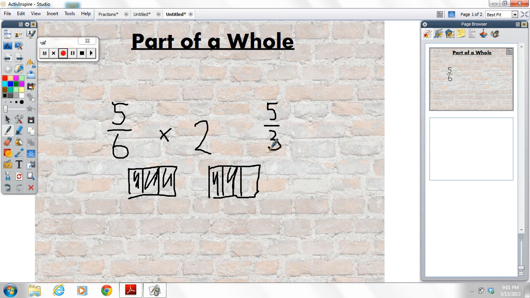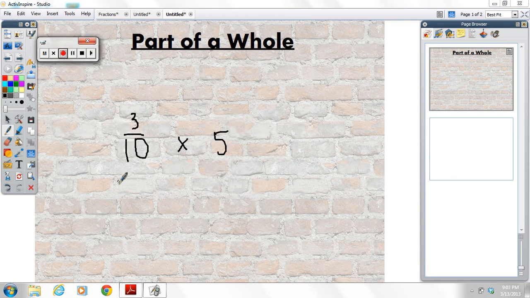Now we know from changing improper fractions to mixed numbers, we're not going to leave 5/3 as 5/3, we're going to change it into a mixed number. So I know that 3/3 is equal to 1 whole, and I know that I would have 2/3 left over. 5/3 is going to be equal to 1 2/3. 2/3 is in simplest form. Let me show you one more example.